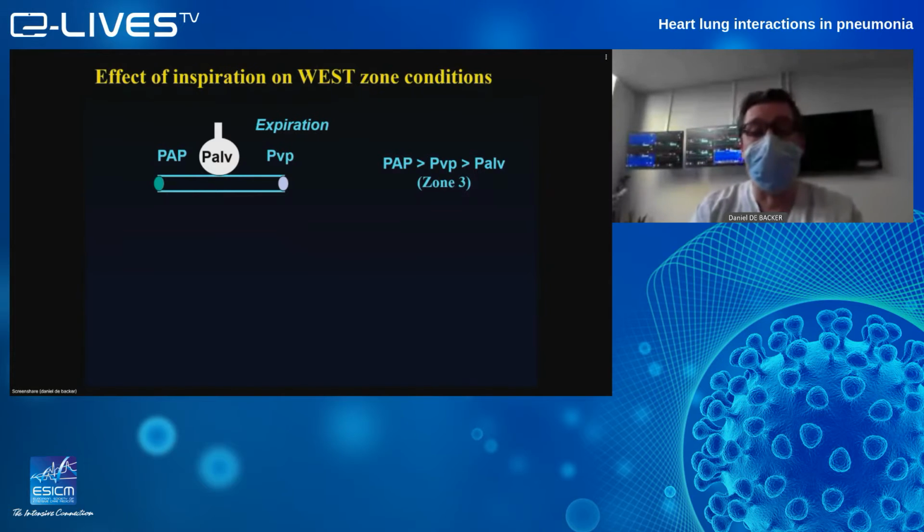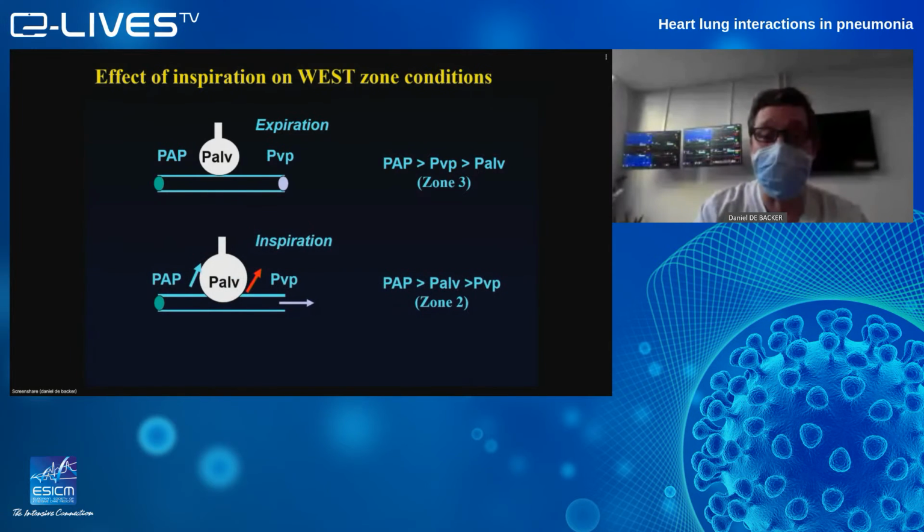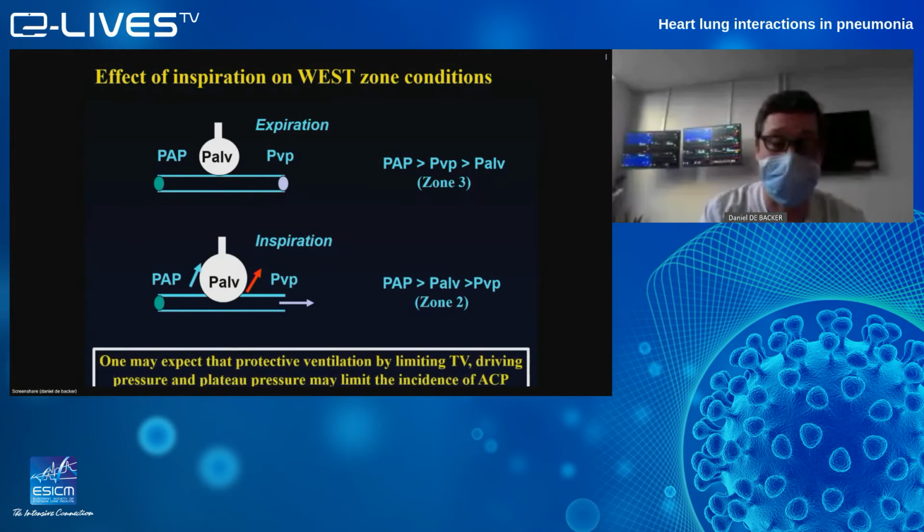patients. What are indeed the implications of the different West zones is that in zone 3, we have the pulmonary artery pressure, which is higher than the pulmonary venous pressure, and both are higher than the alveolar pressure. During inspiration in these conditions, there is an increase in the alveolar pressure and transform zone 3 into zone 2, because indeed, at that time, the pulmonary artery pressure is still, of course, higher than the pulmonary venous pressure, but the alveolar pressure becomes higher than the venous pressure, and hence is increasing the resistance in these conditions.